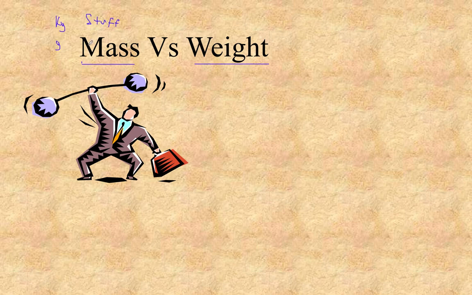Objects cannot be massless. They always have a certain amount of mass, no matter where they are. Weight is the force. It's the force of gravity. So weight is going to be measured in newtons or pounds or other units of force. So let's take a look at this. They are different things, so just be careful.